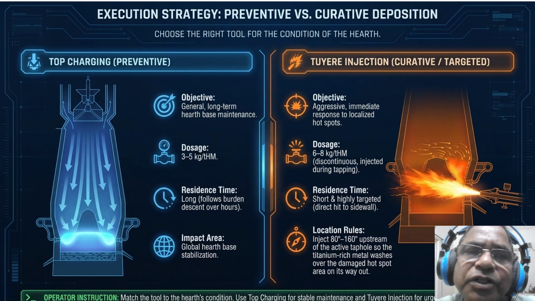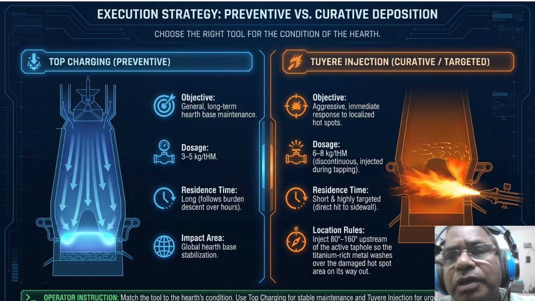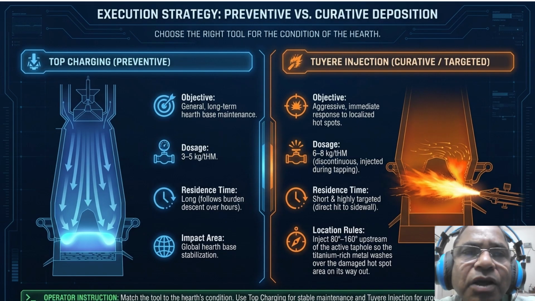On the left is a top charging or preventive tool. We use low doses of 3 to 5 kilogram per ton. It follows the burden descent, has a long residence time and provides a global hearth-based stabilization. Now look at the taphole injection, our curative tool. Highlighted in orange, this is for aggressive immediate response to localized hotspots. We use higher doses of 6 to 8 kilogram per ton injected discontinuously during tapping.